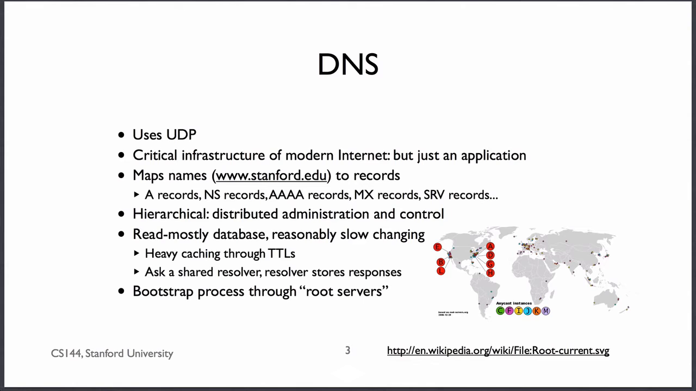You learned about the domain name system, an application that uses UDP. On one hand, it's critical infrastructure, without which the internet would be much less useful. On the other, it's just an application. You learned that the basic idea of the domain name system is that you can map hierarchical names, such as www.stanford.edu, to different kinds of information, called records. For example, you can ask what the IPv4 address of www.stanford.edu is.